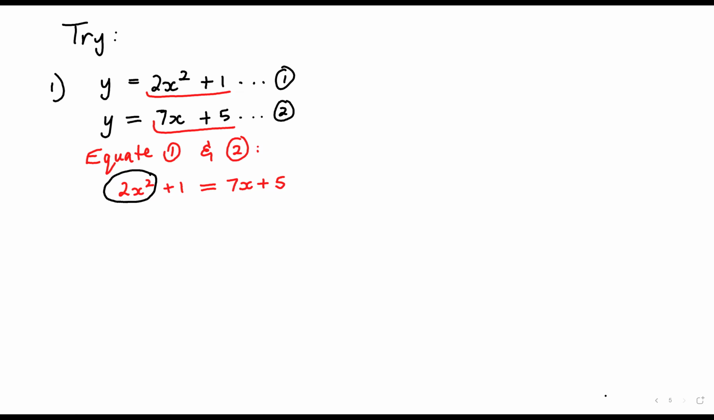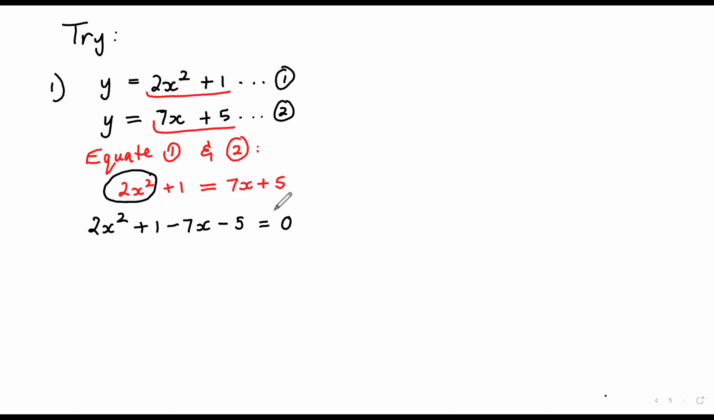So that means you need to bring all the terms to one side of the equation, making the other side equal to 0. I'm going to keep 2x squared on this side, and I'm keeping 1 on this side as well, and I'm going to transpose 7x from this side to the other side. Now this is plus 7x, so when I bring it to this side of the equation, it will be minus 7x. And when I move plus 5 to the left side, it becomes minus 5. Now all that's left on the right-hand side is 0, right?